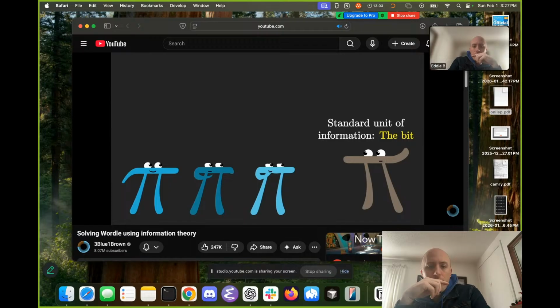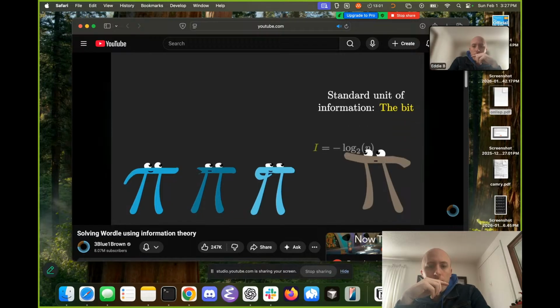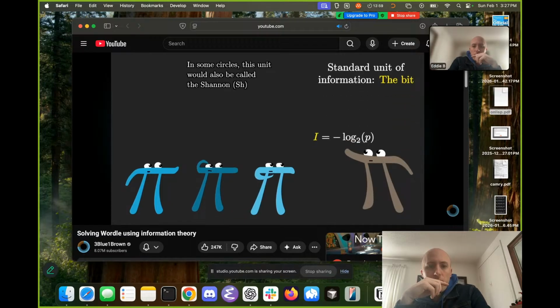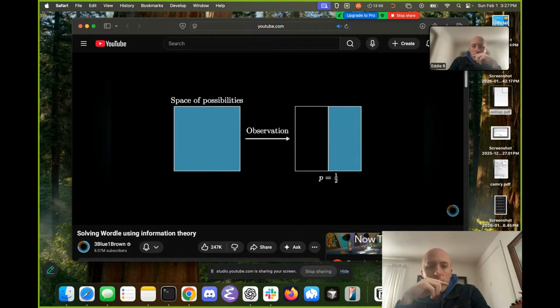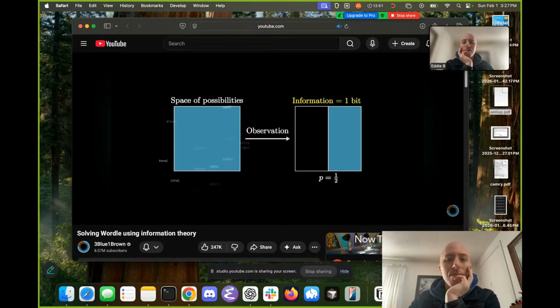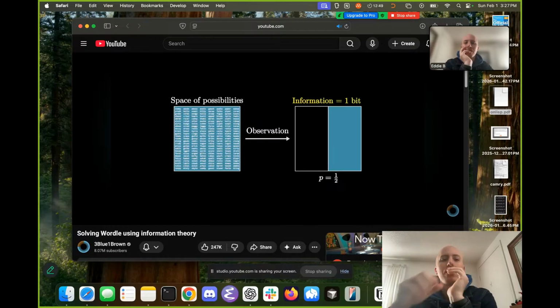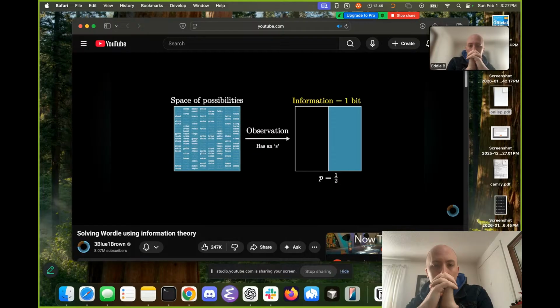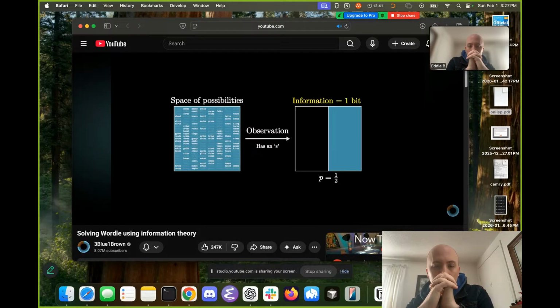The standard unit of information is the bit, which has a little bit of a funny formula, but it's really intuitive if we just look at examples. If you have an observation that cuts your space of possibilities in half, we say that it has 1 bit of information. In our example, the space of possibilities is all possible words, and it turns out about half of the 5-letter words have an S, a little less than that, but about half. So that observation would give you 1 bit of information.